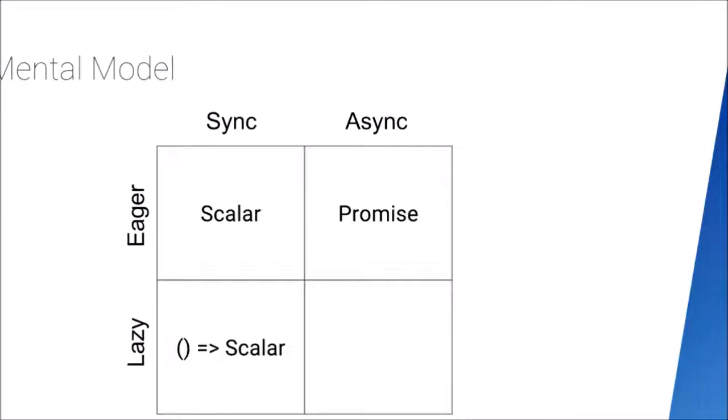And that leaves us with one empty square. Any guesses? Not yet. You can actually have a function which returns a promise. That's both lazy, the promise doesn't get created, the operation doesn't start until you call the function, and it's asynchronous. We'll get our value back over time.